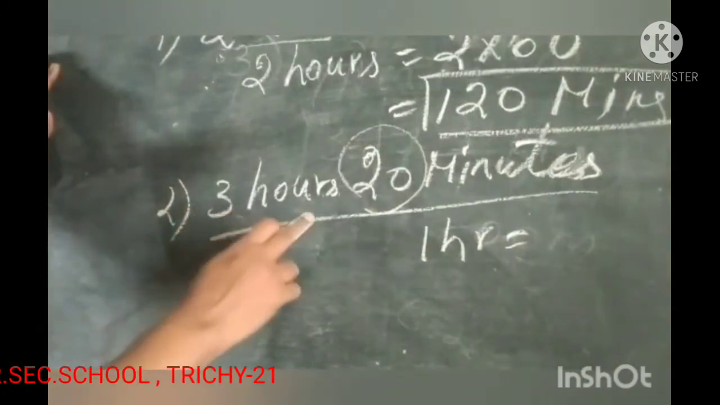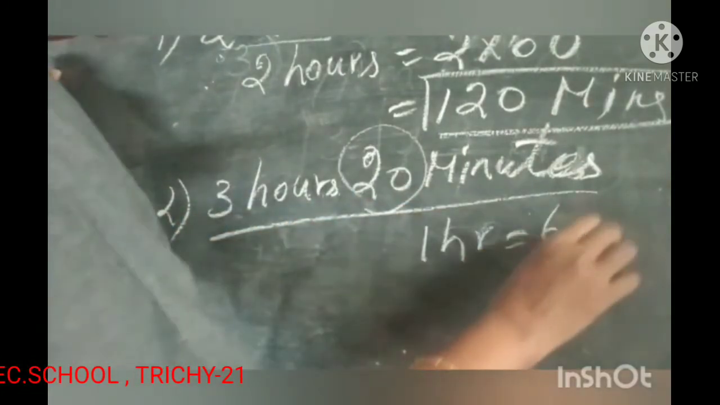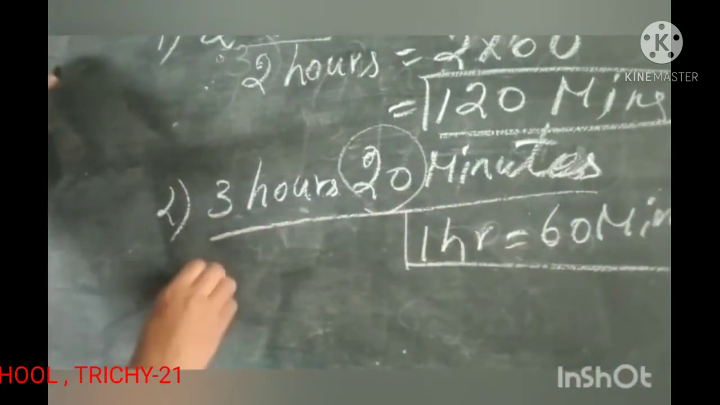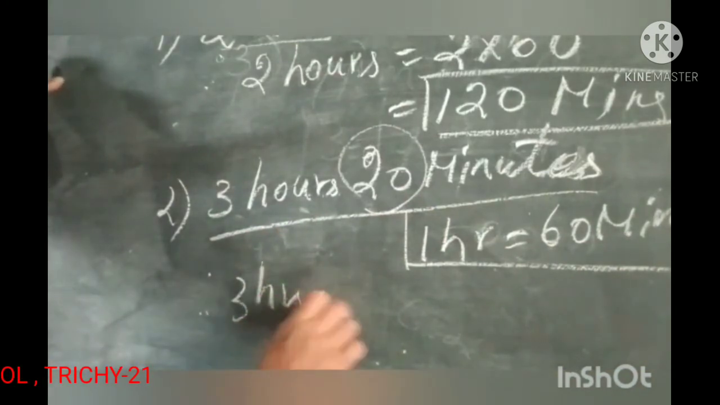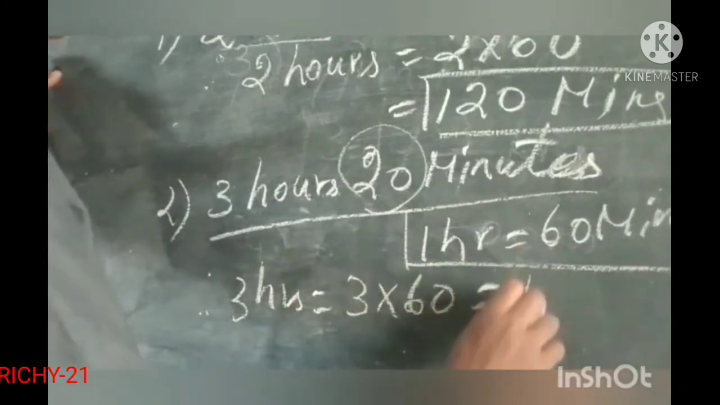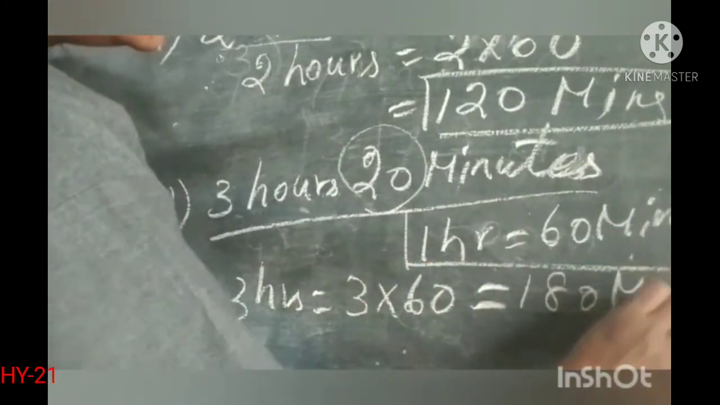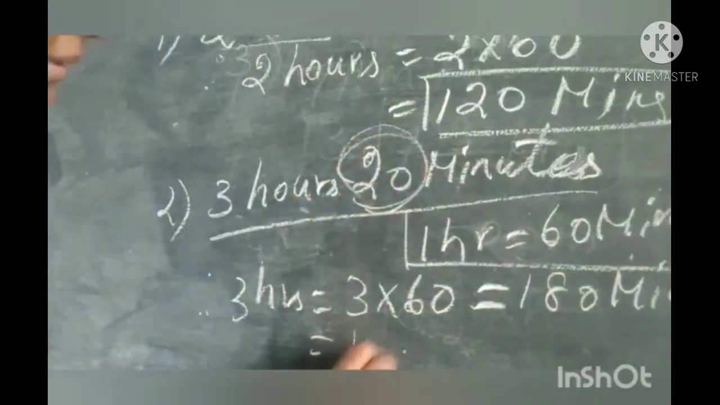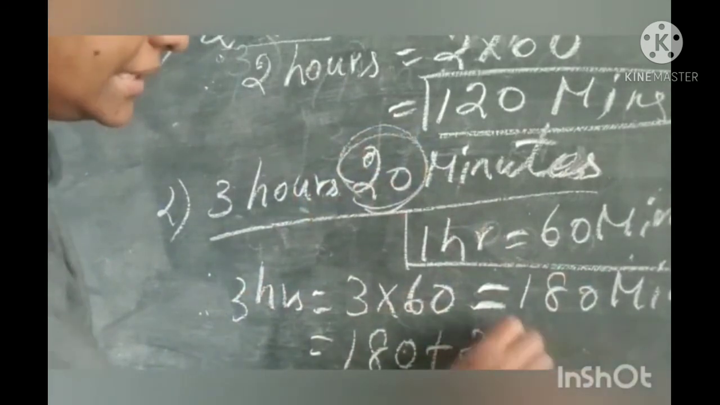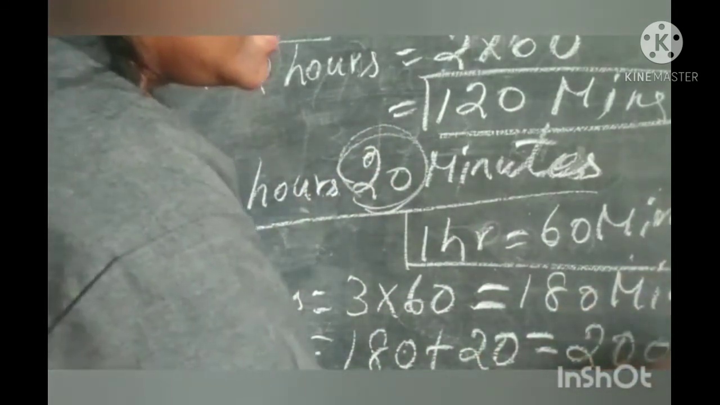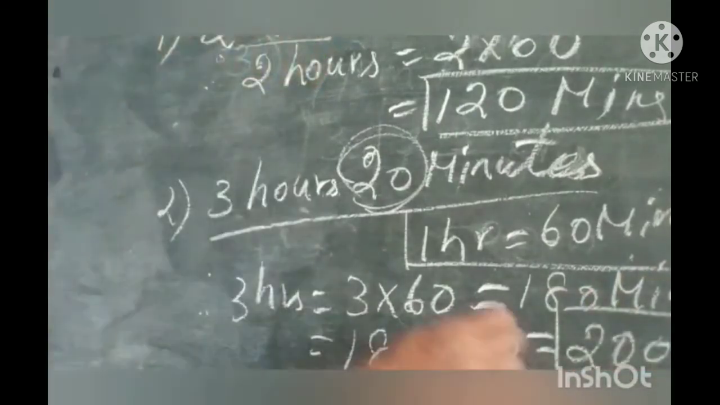So see the second sum, 3 hours and 20 minutes. Already we know that 1 hour equal to 60 minutes. Now we can convert this one. 3 hours equal to 3 multiplied by 60. You have to multiply by 60. That is 180 minutes. Now here extra 20 is given, so you have to add this also. So the final answer, 180 plus 20 equal to 200 minutes. The final answer is 200 minutes. Is it clear?